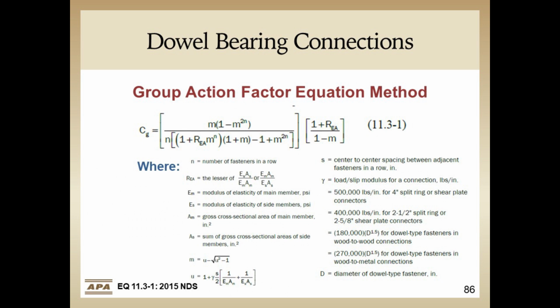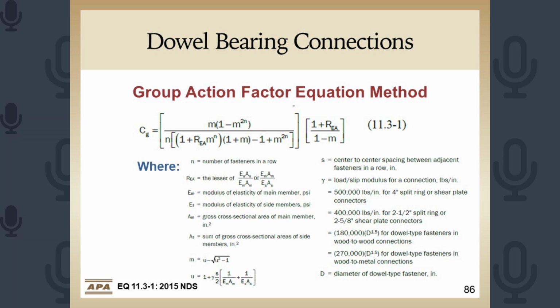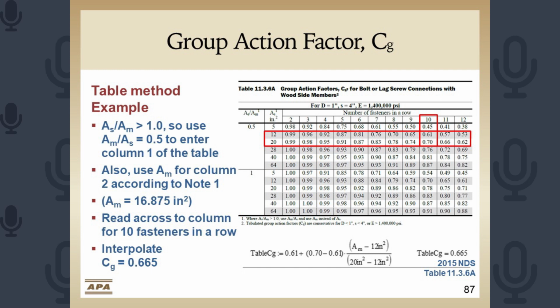So if you're inclined, you can go through the equation, and here's the calculation to determine the group action factor, which is again quite cumbersome with a lot of variables. Alternately, you can choose to use the NDS tables, which again does some of the work for you. So using table 11.3.6A, you can look up your group action factors.